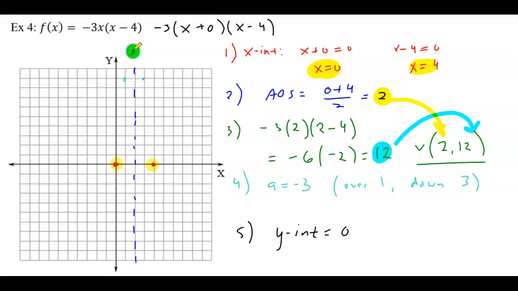Just go up just 2 from there. The a value is -3, which means over 1, down 3. So over 1, down 3. And for number 5, we already know our y-intercept because it was 0. So that's enough information. Go ahead and connect your 5 points. So we connect our 5 points here.